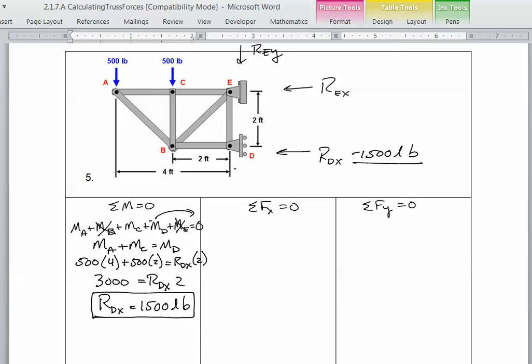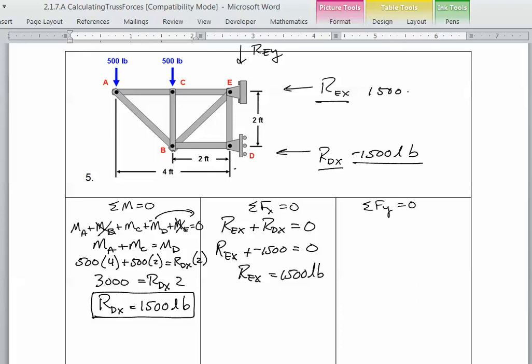So now I'm going to do my summation of the forces in the x direction. Well, how do I go about doing this? In the x direction, I've only got two forces, R ex and R dx. So I can say that R ex plus R dx has to equal 0. Well, that means that R ex plus negative 1,500 equals 0. If I take the negative 1,500 to the other side, we get R ex equals 1,500 pounds. Now that I'm dealing with forces, this tells me that R ex is a positive 1,500 pounds.